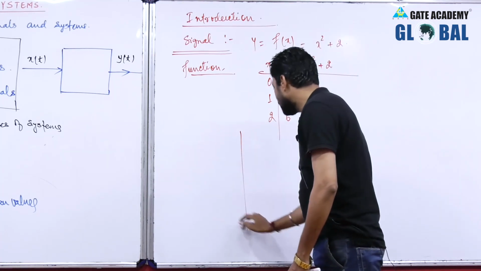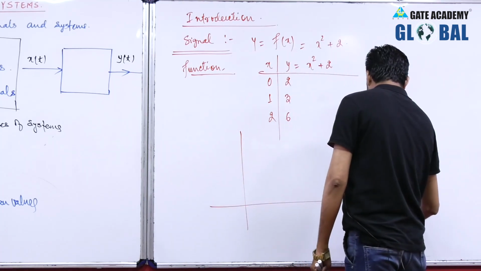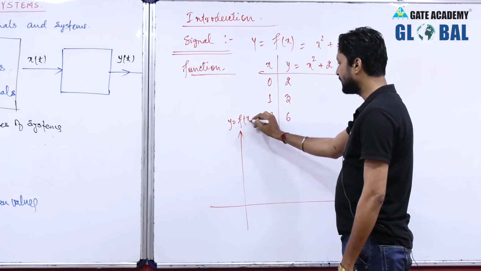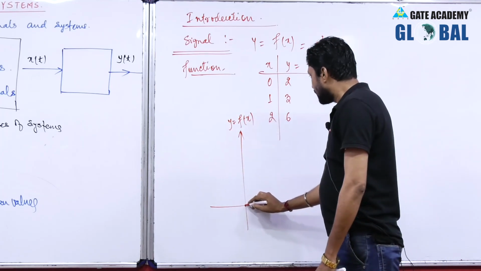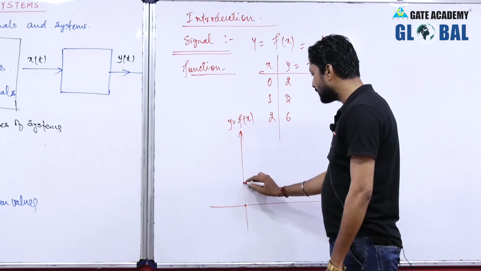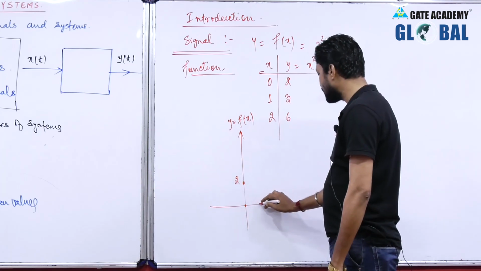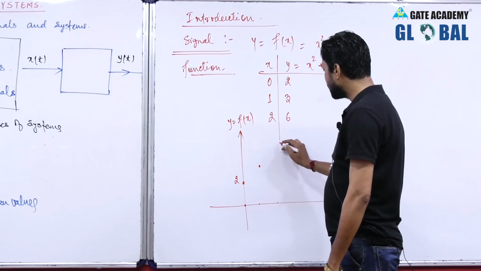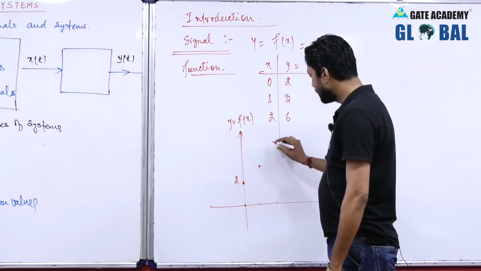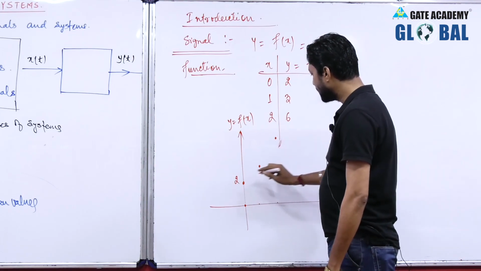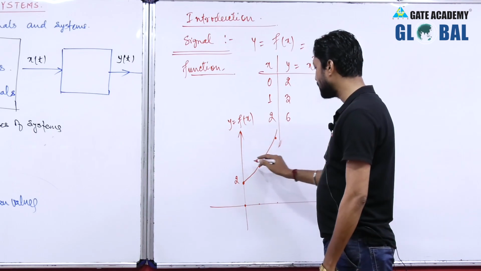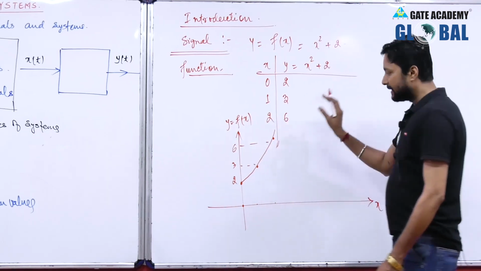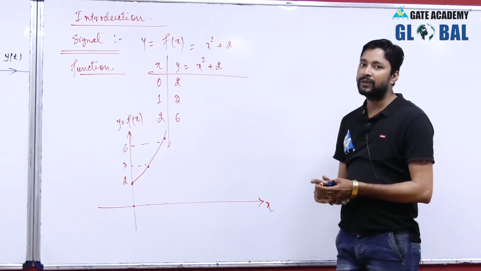So to plot the graph, here it is the x axis and here it is y, that is function of x, and you plot the graph. At x is equals to 0, function is 2. At x is equals to 1, function is 3. At x is equals to 2, function is 6. So you will get something like this. It is the plot 2, 3, 6, and so on. So this is the only thing that we are going to discuss here.